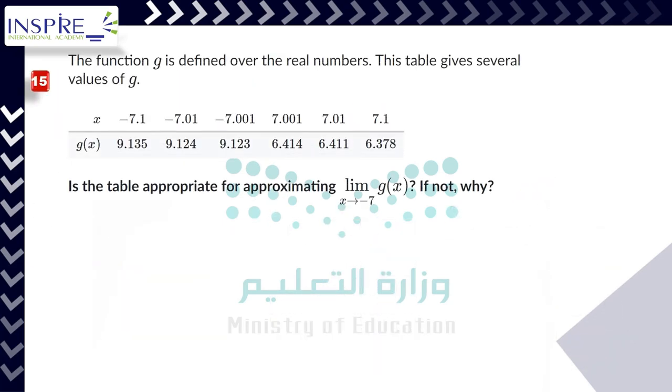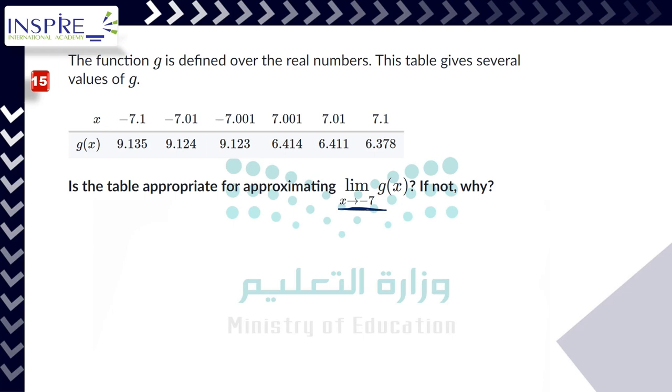Next one. The function g is defined over the real numbers. This table gives several values of g. Let's head to the question. Is this table appropriate for approximating the limit of g of x as x approaches -7?